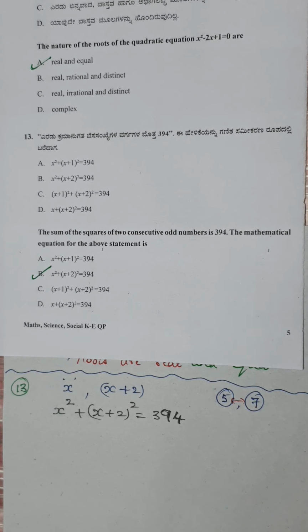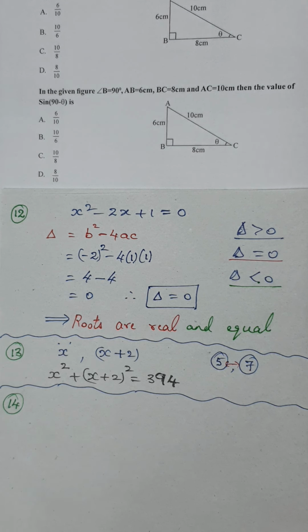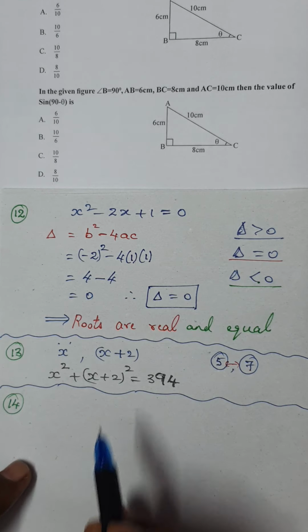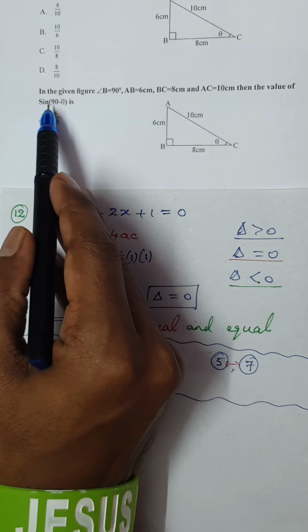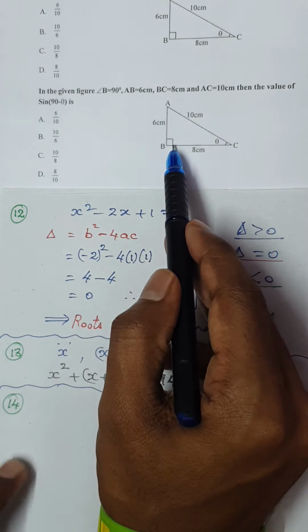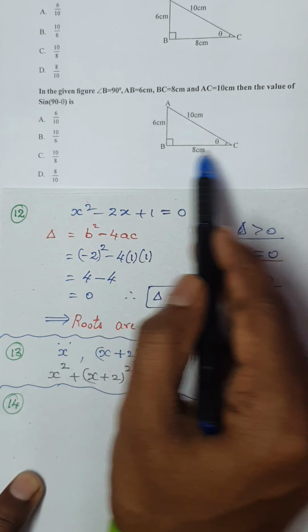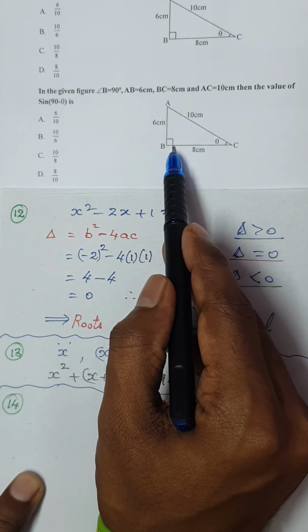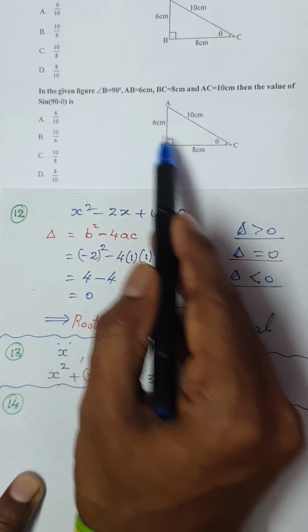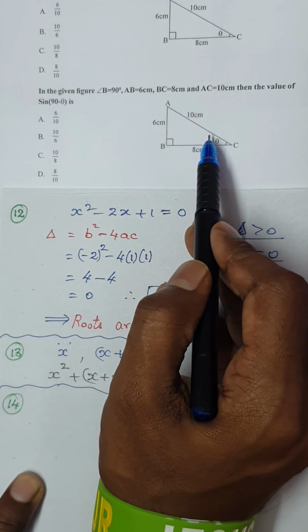Moving on to question number 14. The 14th question is from the chapter of trigonometry. Very simple chapter. In the given figure, angle B is equal to 90 degrees, which means triangle ABC is right-angled at B. He has given the values of AB, BC and AC as shown in the figure.